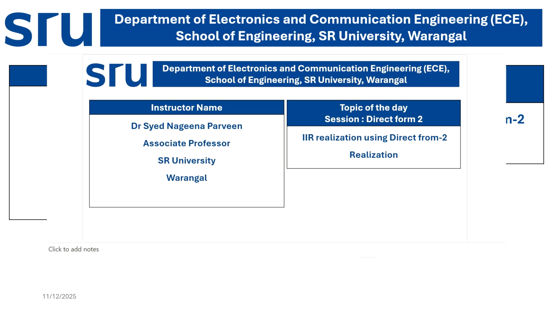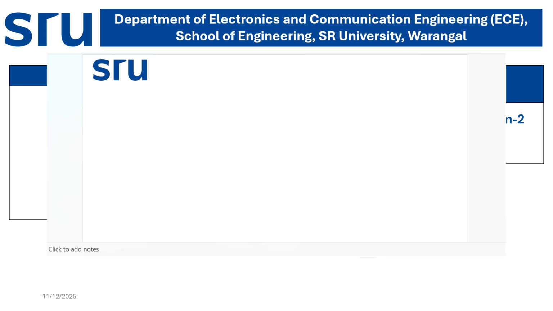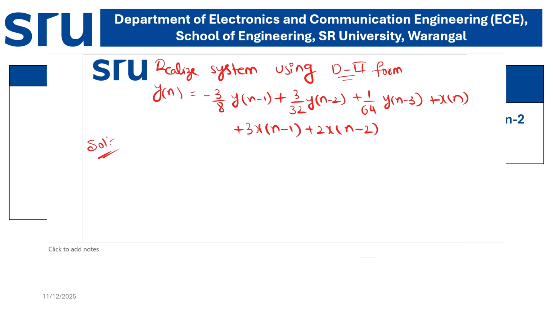Direct form 2 realization. Realize this system using the direct form 2. We have already learned about the direct form 2 realization with the expression and the final structure. So we will follow the same procedure for problem solving in the direct form 2.